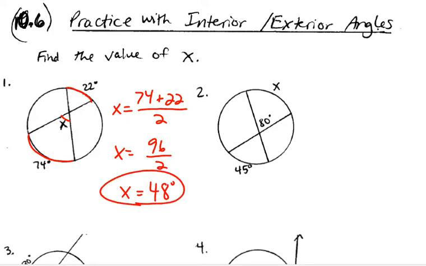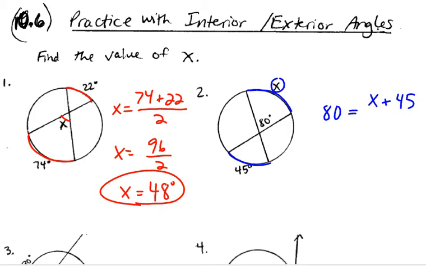Second one, notice the difference between 1 and 2. In number 2, my x is no longer my angle. My x is one of my arcs. So just be careful when you set this up. We're always going to go angle equals arc plus arc divided by 2. So my angle is 80 degrees is equal to my arc. One of the arcs is x, the other one is 45.